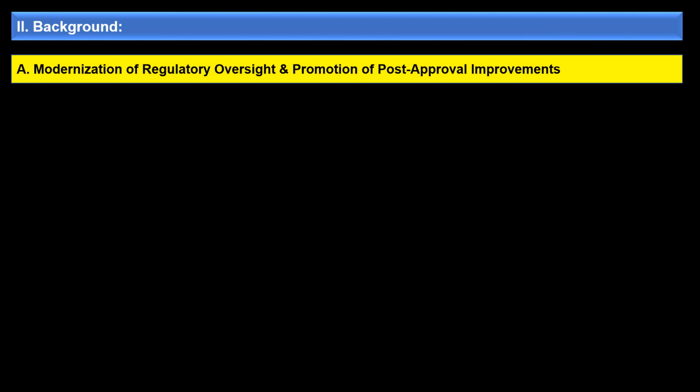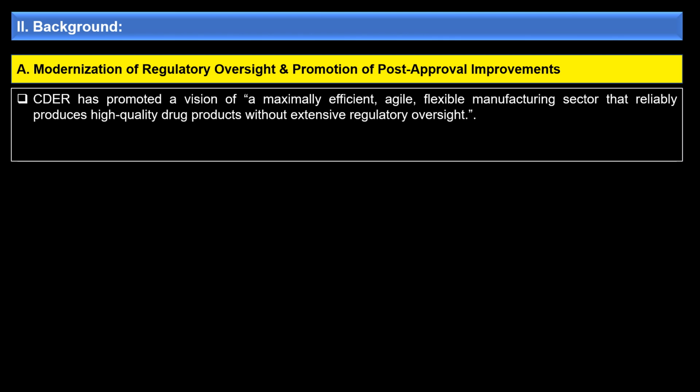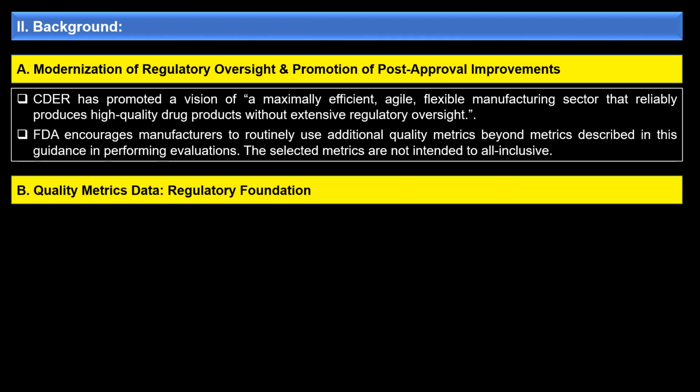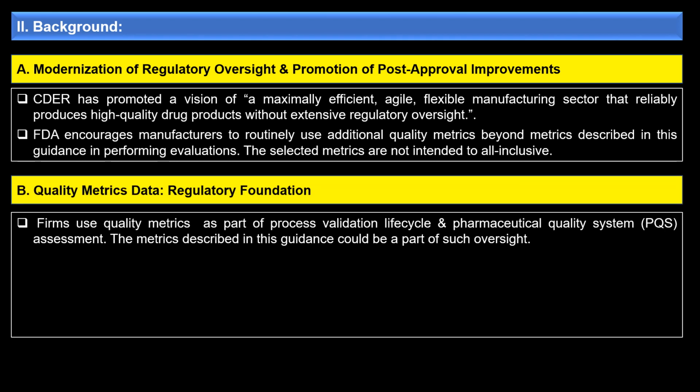Moving to the background part. The first point is modernization of regulatory oversight and promotion of post-approval improvements. The Center for Drug Evaluation and Research has always promoted a vision of a maximally efficient, agile, flexible manufacturing sector that reliably produces high quality drug products without extensive regulatory oversight. FDA encourages manufacturers to routinely use additional quality metrics beyond those minimally defined in this guideline for performing the evaluations at site. Next, the quality metrics data regulatory foundation.